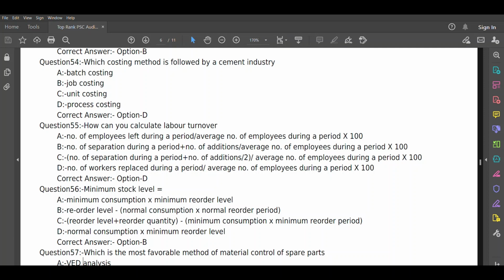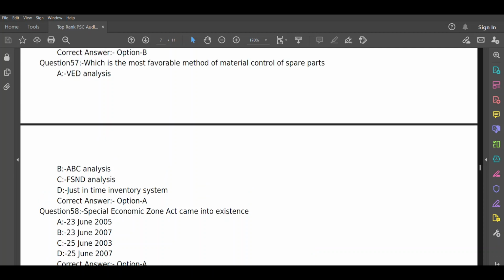Minimum stock level is reorder level minus normal consumption into normal reorder period. Which is the most favorable method of material control of spare parts? VED analysis.